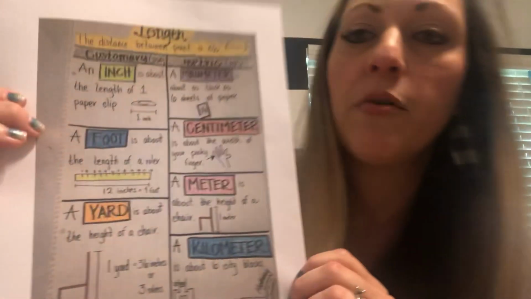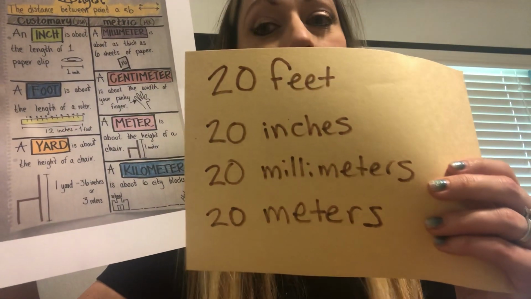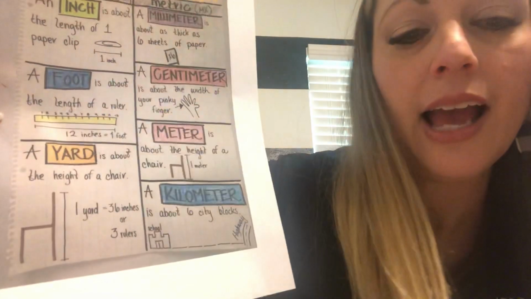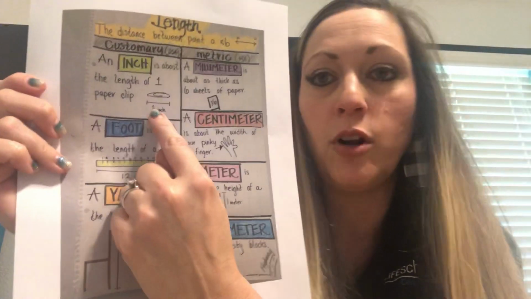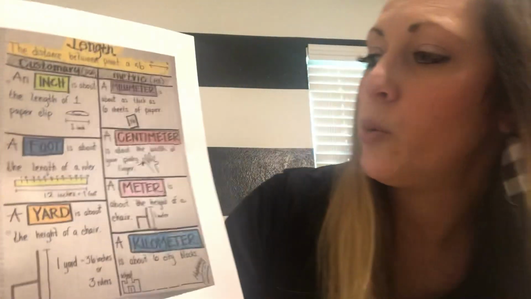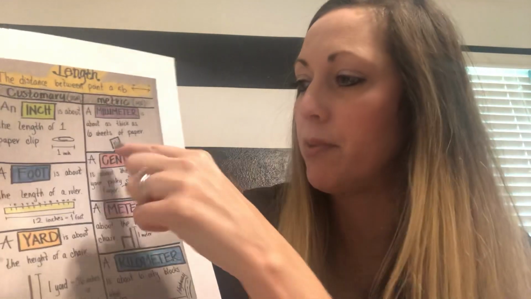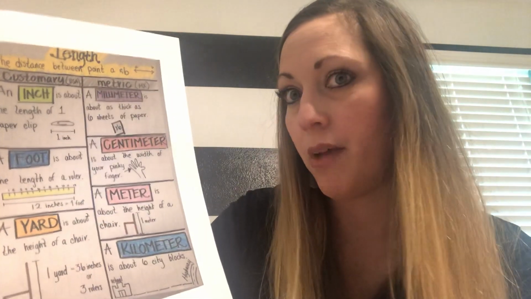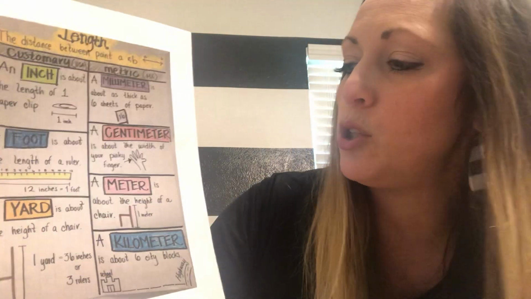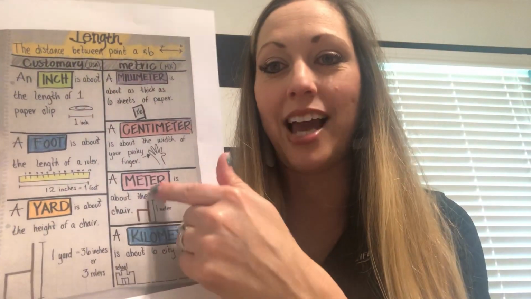So real fast, we're going to go back to length and look over those types of measurements. So remember, feet we said would be a ruler, and for our question, it said 20 feet, so that would be 20 rulers, okay? And then we had 20 inches, so it would be about 20 paper clips. 20 millimeters, so that would be just a little stack of paper, because 1 millimeter is so small. So think about that. If you had 20 of them, how much that would be. And then 20 meters. Remember, a meter is about the height of a chair. So that would be like 20 chairs stacked on each other.